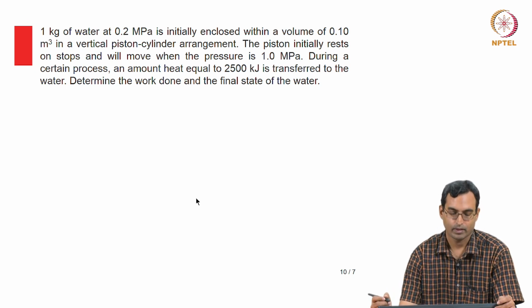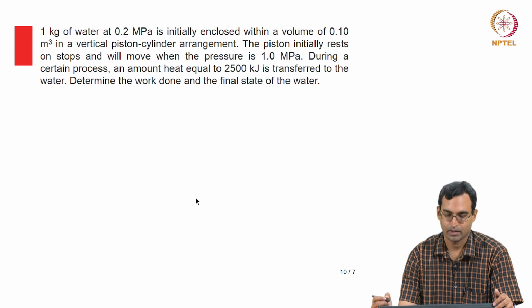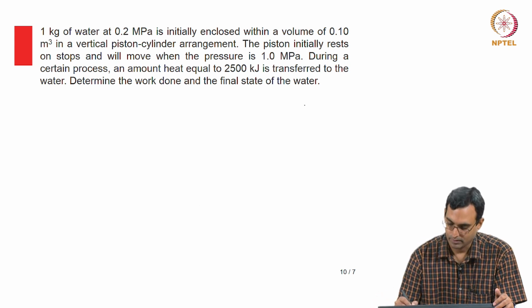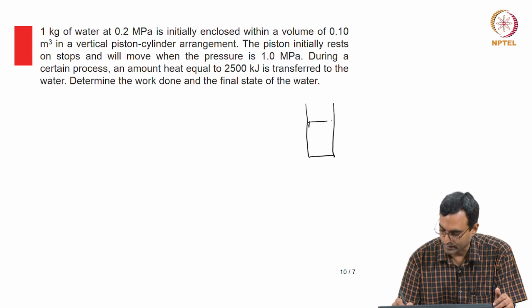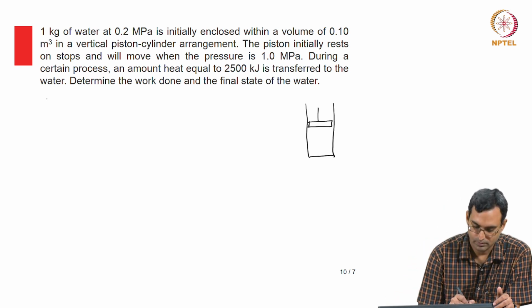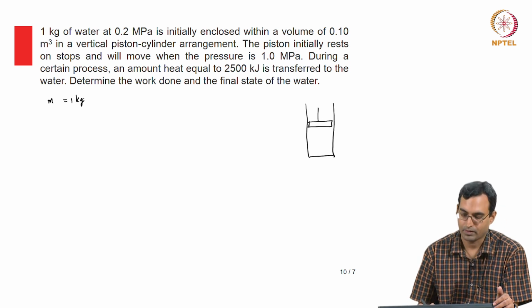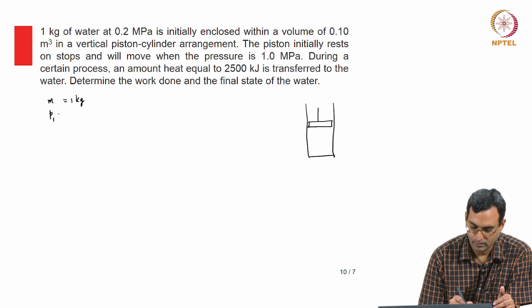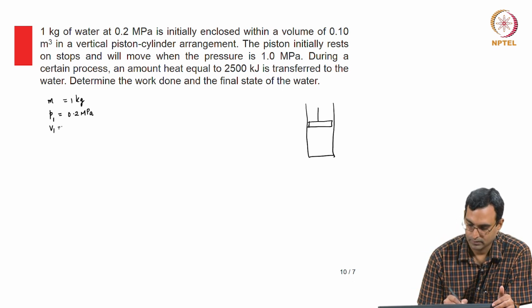So, this problem says that 1 kg of water at 0.2 megapascal is initially enclosed within a volume of 0.1 meter cube in a vertical piston cylinder arrangement. So, I am going to draw that. So, we have a vertical piston cylinder arrangement. That is 1 kg of water. The initial pressure is 0.2 megapascal and the initial volume is given as 0.1 meter cube.